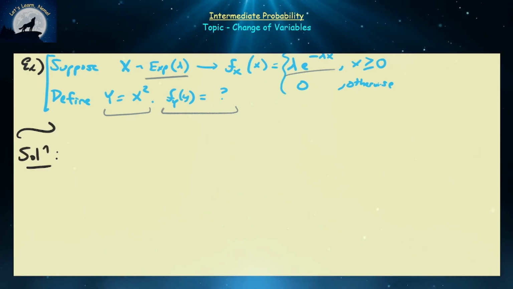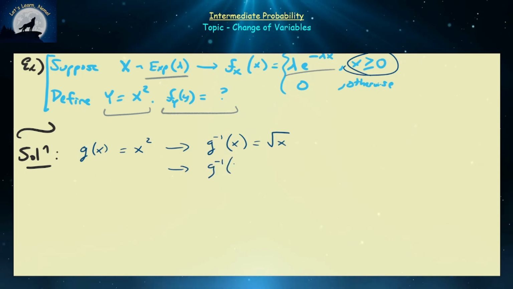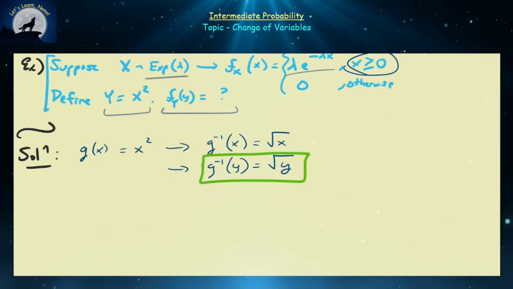So let's begin. Our transformation on our variable x is going to be g of x is equal to x squared. If we invert this, g inverse of x will be equal to the square root of x, positive, because obviously x is greater than or equal to 0, so this is going to be the positive one. Therefore, g inverse evaluated at y will be equal to the square root of y.